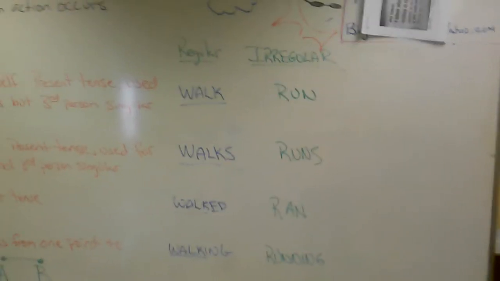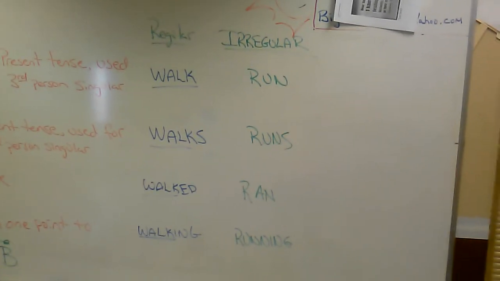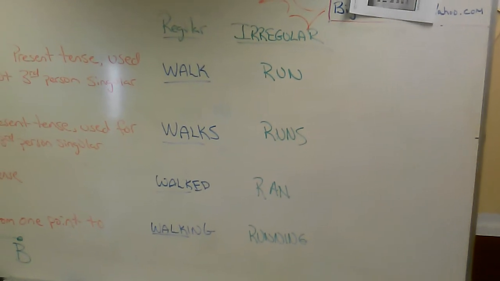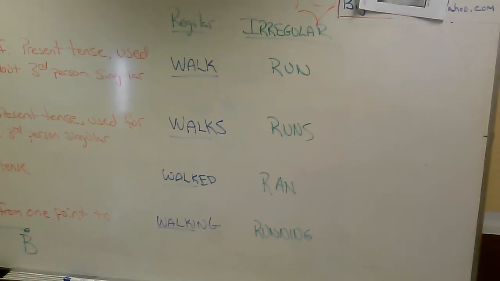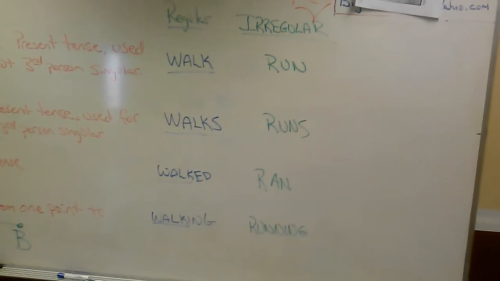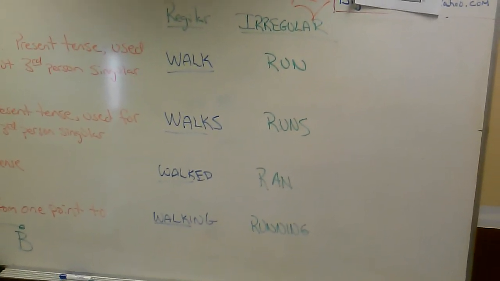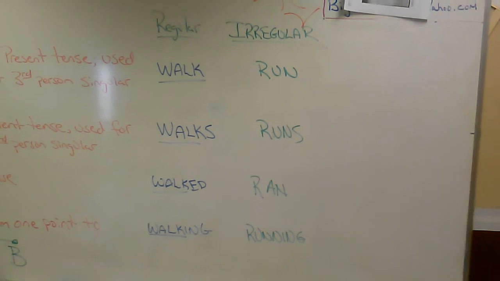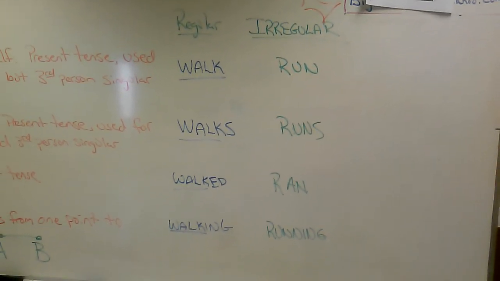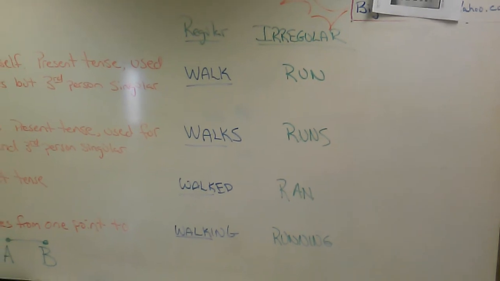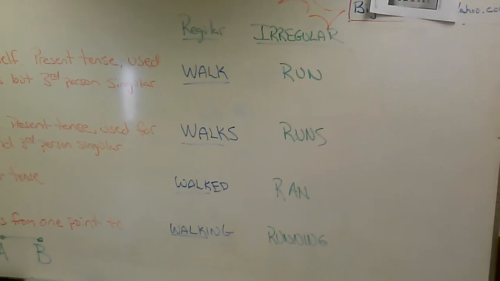Now, over here, sorry, it's almost Blair Witch. I have a regular verb and I have an irregular verb. I have the regular verb, which I use for the 4 forms of a regular verb, which is walk, walks, walked, and walking. On the other side of it, I have the irregular verbs. Run, runs, ran, and running.